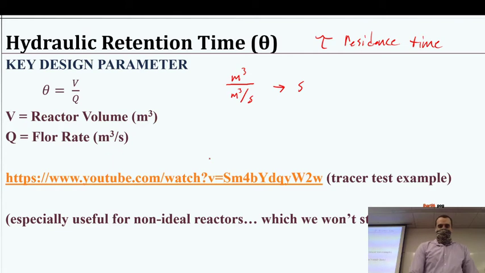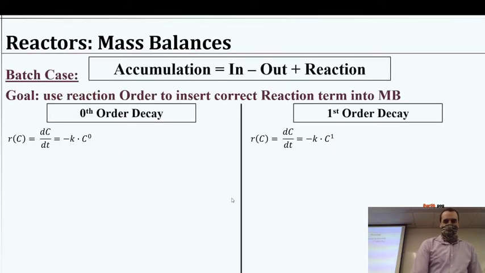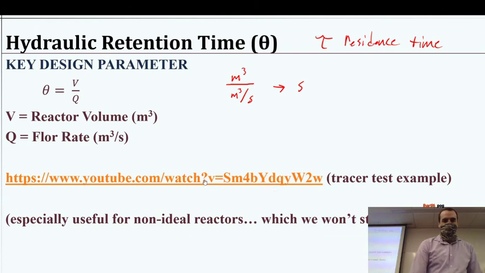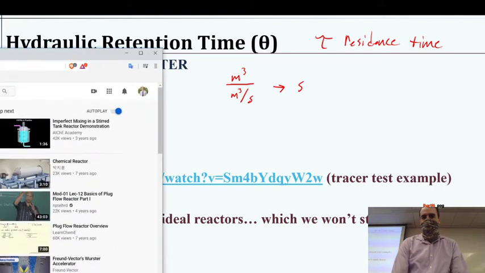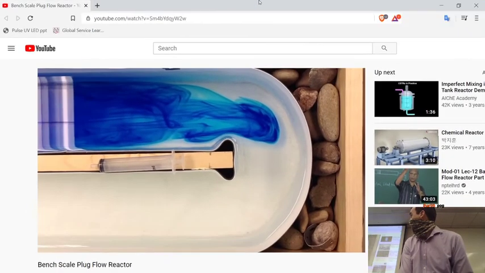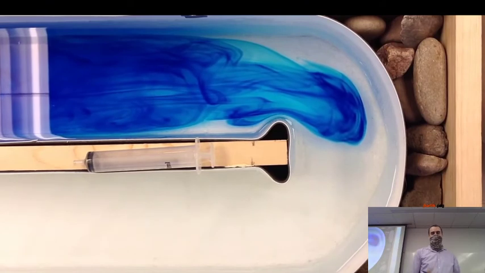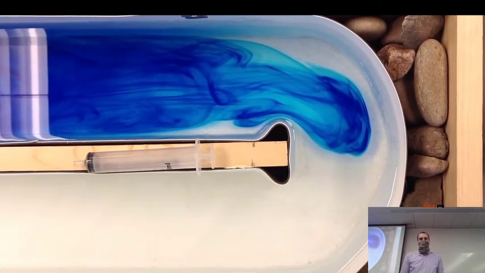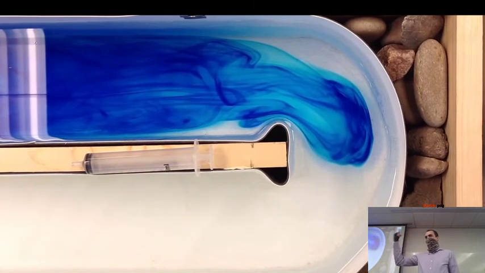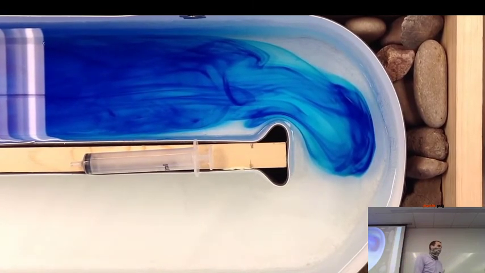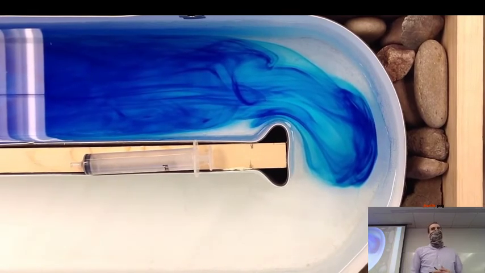Okay. I wanted to give an example of hydraulic residence time. Let's see. Just give me a moment. So, speaking of ideal reactors, here's a little graphic of essentially a plug flow reactor going across a bend. And it's demonstrating that really, in reality, reactors are not always ideal.